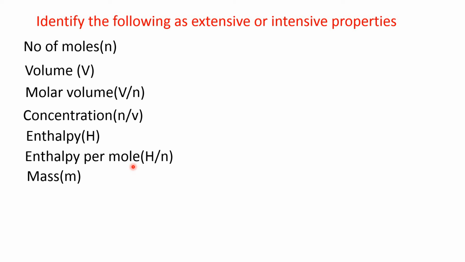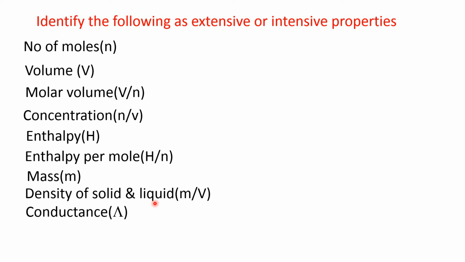Then mass, we know it is an extensive property. Then density of solid and liquid. Density of solid and liquid is mass, which is an extensive property, divided by volume, which is an extensive property. That is the ratio of two extensive properties. So density is an intensive property.